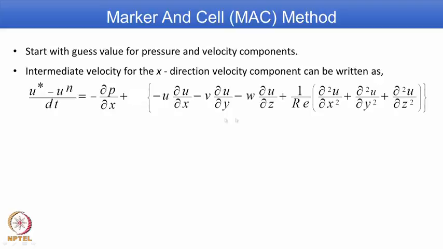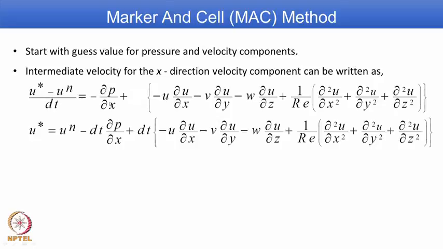Finally, we get this discretized equation. If you solve this equation, you get u star. We name it u star because it is an intermediate velocity. The intermediate velocity may not satisfy the continuity equation. So, if you rewrite this equation, take dt to the other side, u n is also known and that is also taken to the other side, and this is the equation for u star.